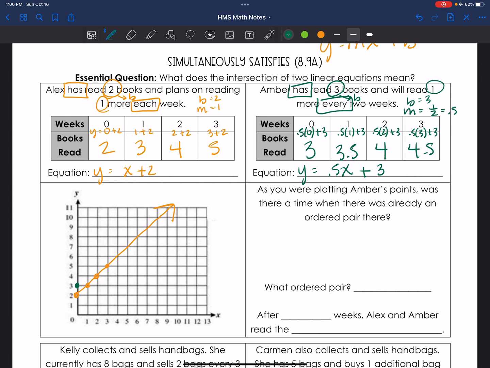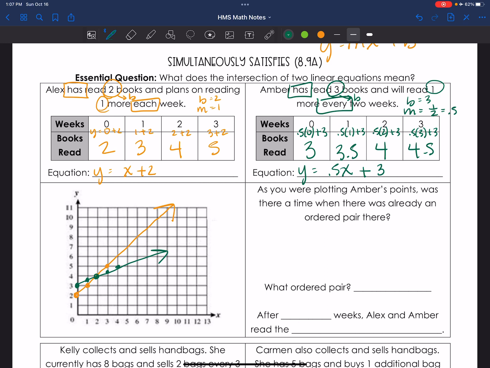After 1 week, she has read 3.5. After 2 weeks, she has read 4. After 3 weeks, she has read 4.5. And after 4 weeks, it would be 5 books. So here is Amber's line.